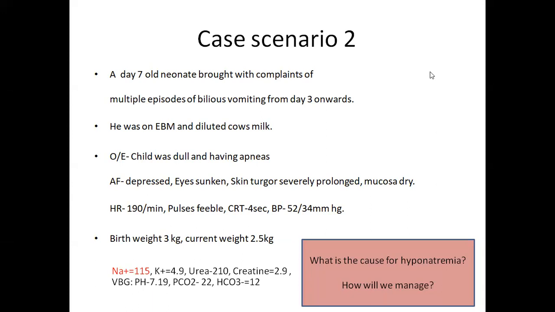How many want to give a normal saline bolus here? I'm not talking about shock correction. I'm talking about sodium. Anyway, you're going to give a normal saline bolus for this child to correct the shock. But what about sodium? The child is having apneas. So how many want to give 3% saline to this child?